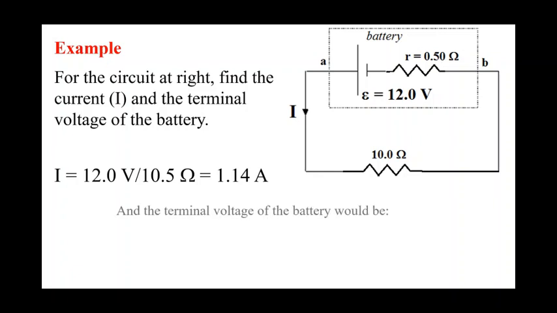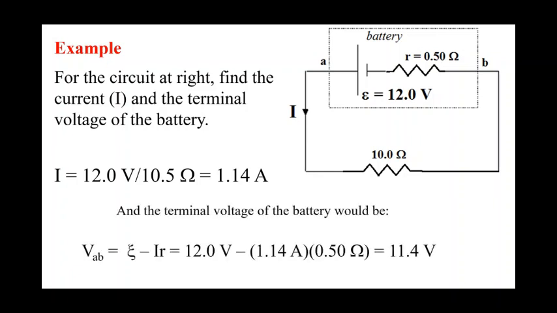Now we use the equation that I gave you before, so the terminal voltage will be the EMF minus I times R, so 12 volts minus 1.14 amps times 0.5 ohms, which gives us a final output voltage of about 11.4, so a little bit less than 12. There's a bit of a drop. And that's what we call the terminal voltage.